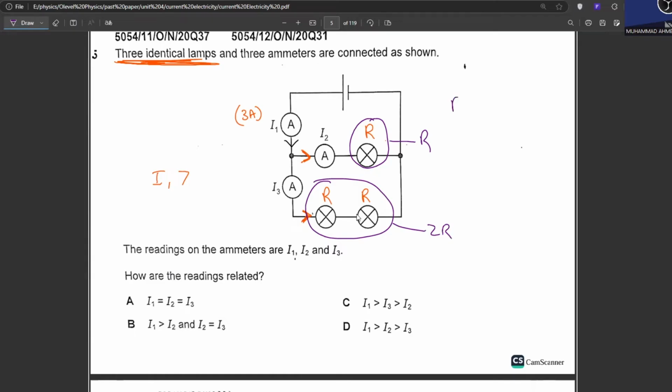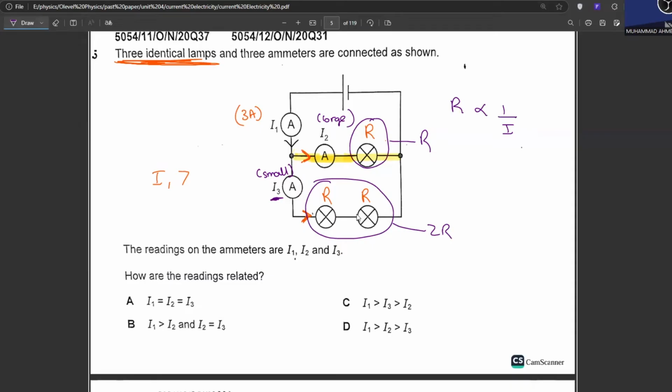Do you remember, resistance is inversely proportional to current? So if branch 2, or current 3, has a higher resistance, current 3 will be small because it has a higher resistance of 2R. However, in this yellow branch, can you see we only have a resistance R? That means I2 will be greater than I3.